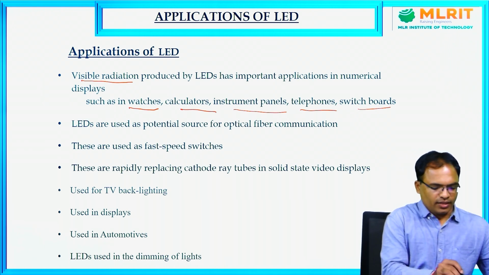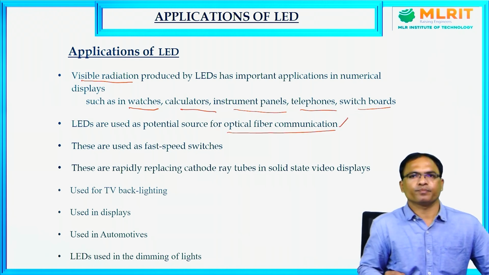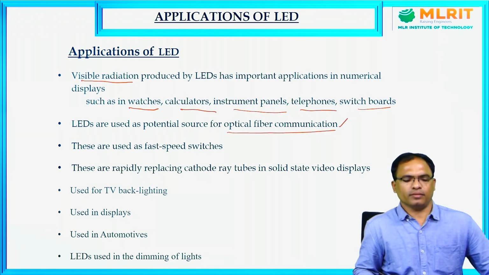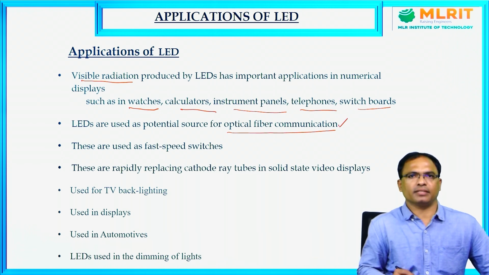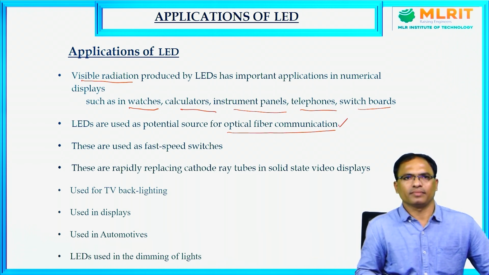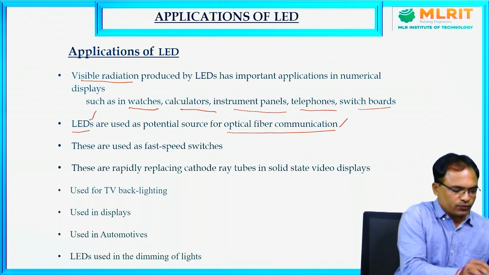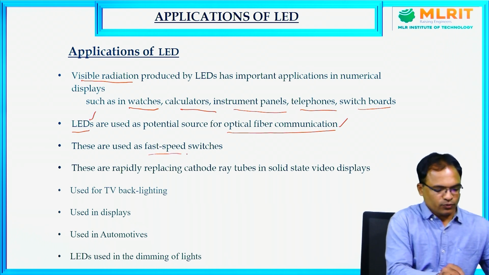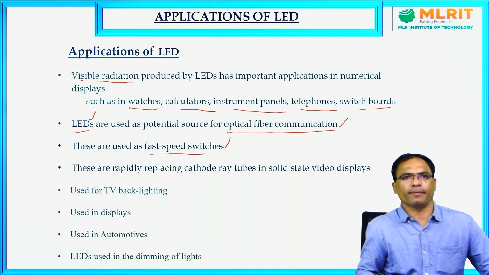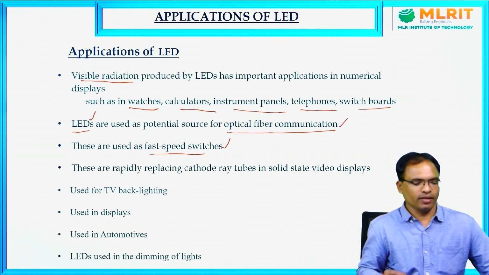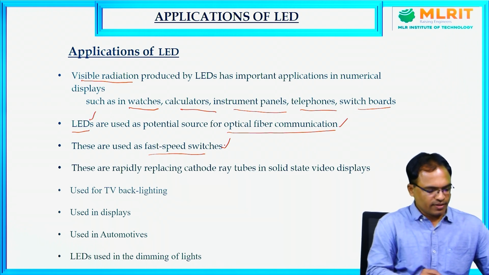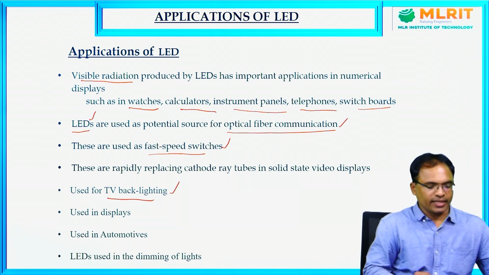And LED is used in fiber optic communication. A fiber optic communication system requires a transmitter and a receiver. In the transmitter, a light source is required to transmit energy in the form of light. In that case, LEDs are used, and they have fast operating speed. LEDs can easily transition from one state to another. When we switch on, they will glow immediately. That's why they are used as fast speed switches, and they are used in TV backlighting.